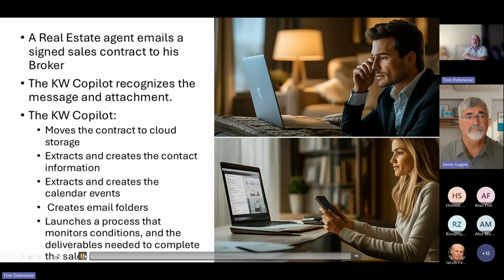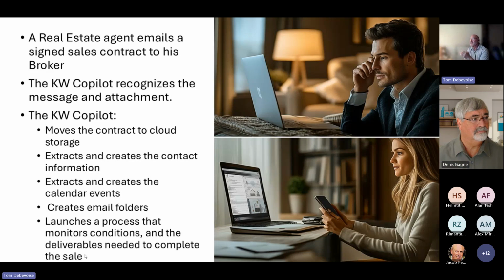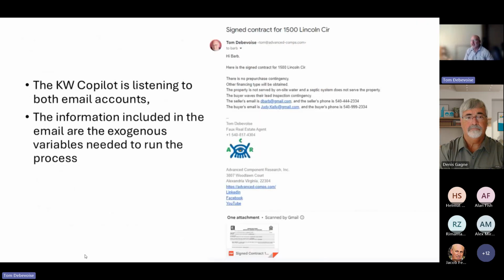Here at the start of our scenario, a real estate agent emails a signed sales contract to his broker. The knowledge worker copilot will recognize the message and the attachment, then extract and create contact and calendar events, and it will initiate a process that starts it.